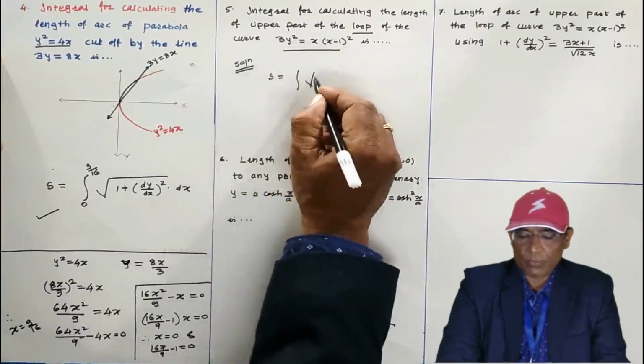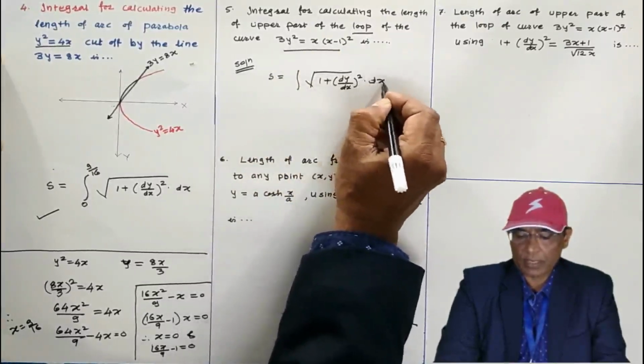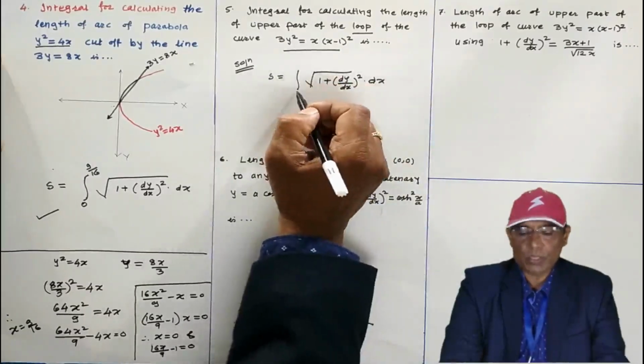Therefore, the integral I am going to write is s equals the integral of the square root of 1 plus (dy/dx) squared, dx, since y is expressed in terms of x. Here we want the values of x only.